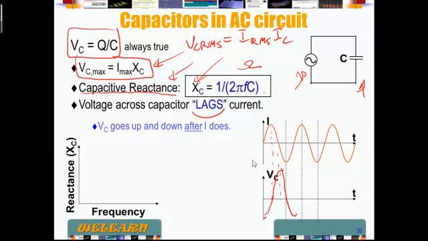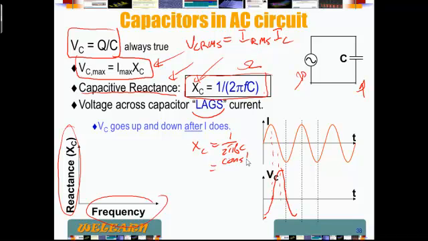If we are going to graph the reactance X sub C versus the frequency by looking at the expression here, Xc is equal to 1 over 2 pi Fc, which is, in other words, a constant over F. Our graph is going to look like a 1 over X graph. It's going to look like this.